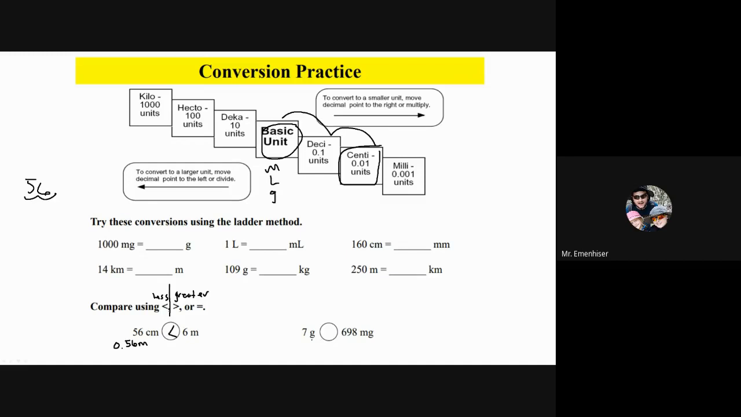All right, this one, 7 grams compared to 698 milligrams. Okay, I weighed 2 objects. One of them weighs 7 grams. One of them weighs this much. Which one's bigger? All right, so let's look at that.